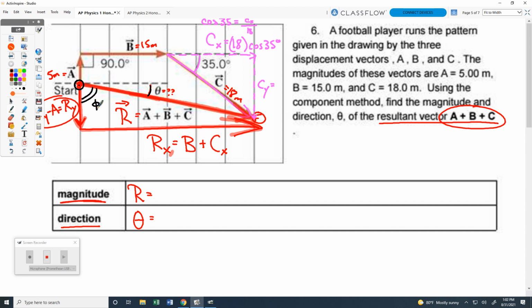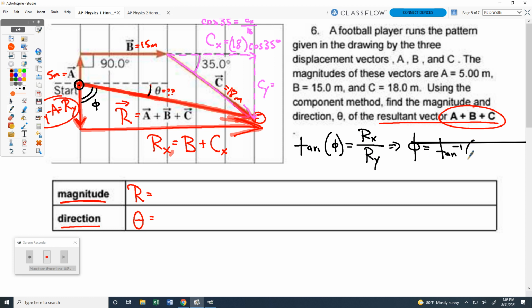How would I find angle phi? I could use tangent. The tangent of angle phi would equal my opposite side, RX, over my adjacent side, which is RY. In other words, the angle phi would equal the inverse tangent of RX over RY. That's one way to do it. That'll find phi, and then I have to subtract it from 90 to get theta.